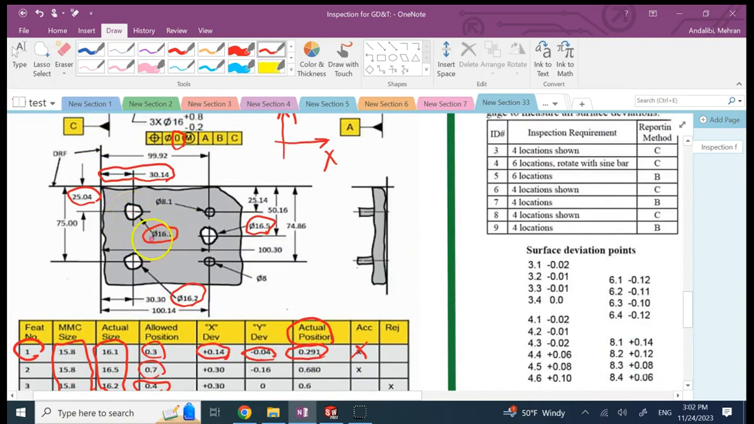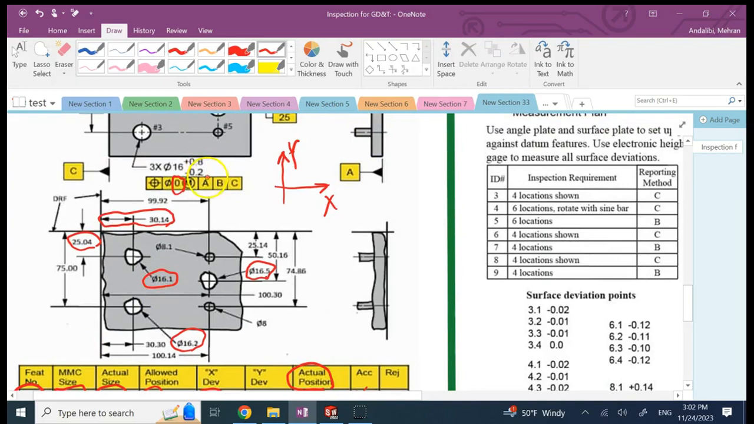So I say hole 1 is made in the right position. Now, what about the size of the hole 1? Is it also made in the right size? Yes, because 16.1 is between these two limits. It's between 16.8 and what? 15.8, right? As you can see here, the limits are 16.8 and 15.8. So hole 1, both diametrically and position-wise, is good. Now, whether the profile of it is good or not, that's not what we are checking right now.